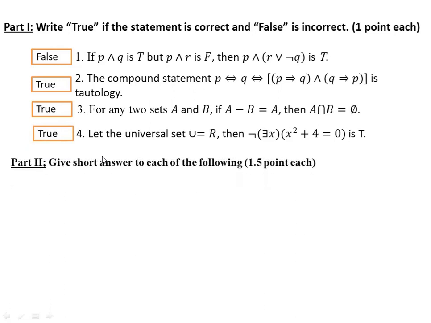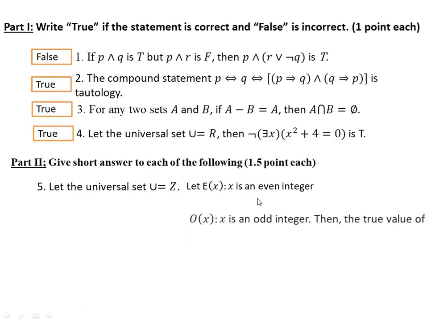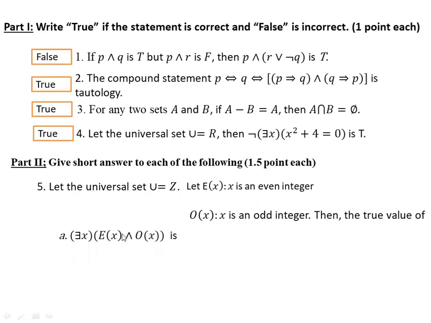Part 2. Give a short answer to each of the following. Each of the following questions has 1.5 points. Number 5 says, let the universal set be the integers, Z, and let E(x) mean x is an even integer, and O(x) mean x is an odd integer. Then the truth value of A, there exists x such that E(x) and O(x), is dash.